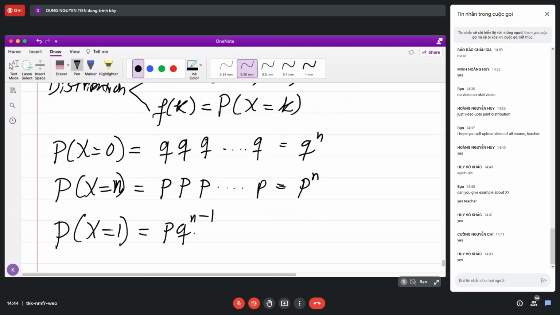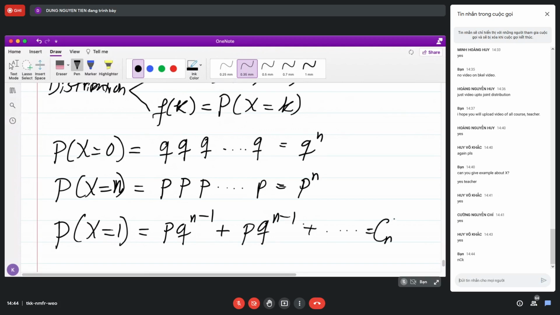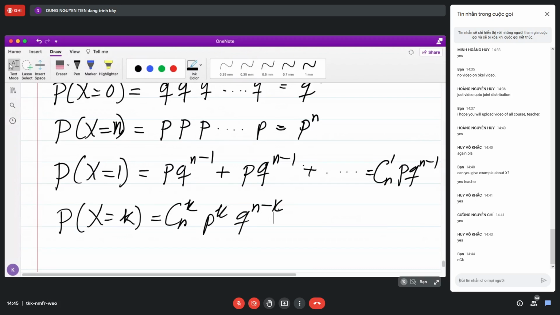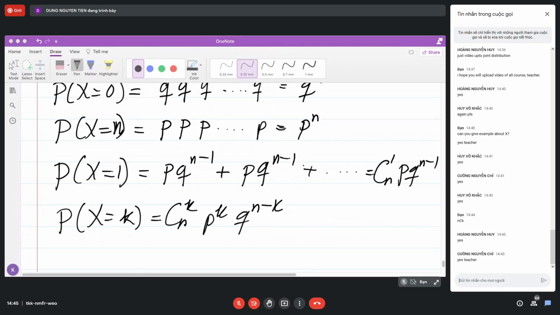What is the probability that you win the second game and you lose the others? The same thing, right? The same values. Then altogether, you get n choose 1, p times q to the n minus 1. In general, the probability that x equals k is simply n choose k, p to the k, q to the n minus k. Do you understand that?